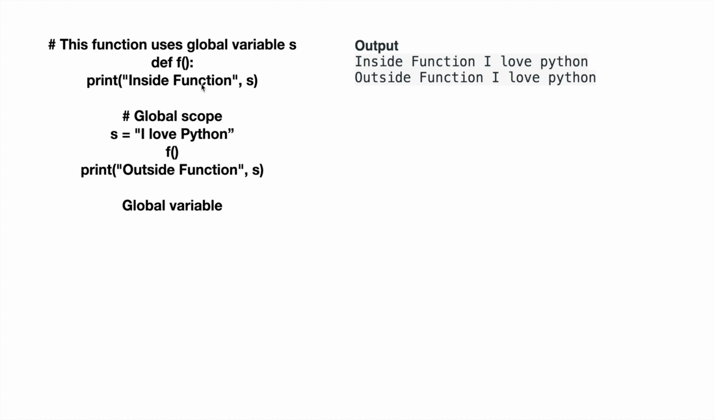Yes, "I love Python" is printed inside the function, and outside the function also "I love Python" is printed. After the function execution I'm trying to print s, and it works because it's a global variable. A global variable can be accessed because it has program scope, not function scope. A global variable can be accessed anywhere in the program.